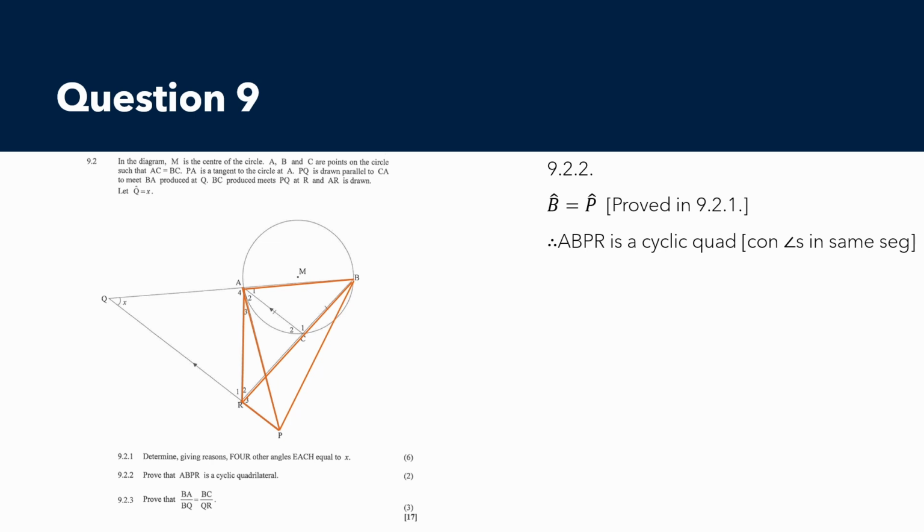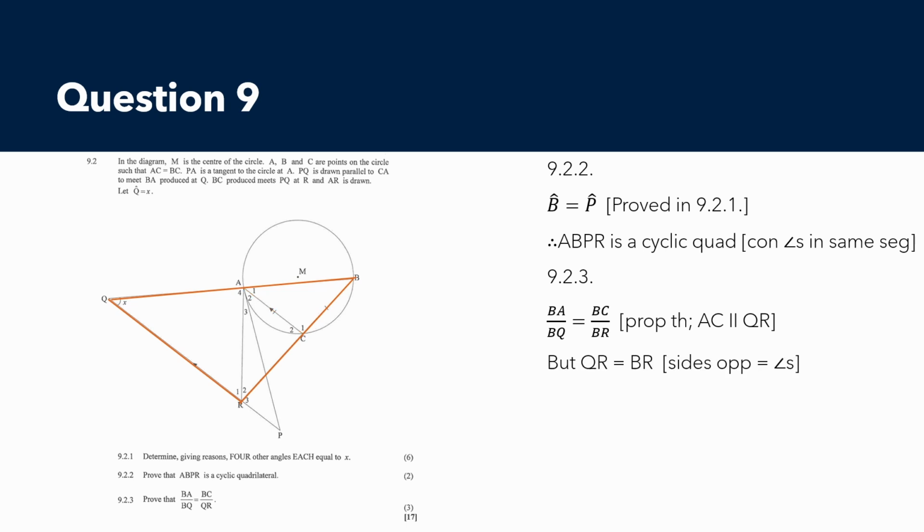Moving on to 9.2.3. Prove that BA over BQ is equals to BC over QR. BA over BQ is equals to BC over BR. That is the proportionality theorem, because AC is parallel to QR, and I've highlighted the triangles that I'm referring to in my question paper. But I know that QR is equals to BR, sides opposite equal angles, as my reason. And hence, I'm just going to substitute that QR for BR, and I will have shown that BA over BQ is equals to BC over QR.